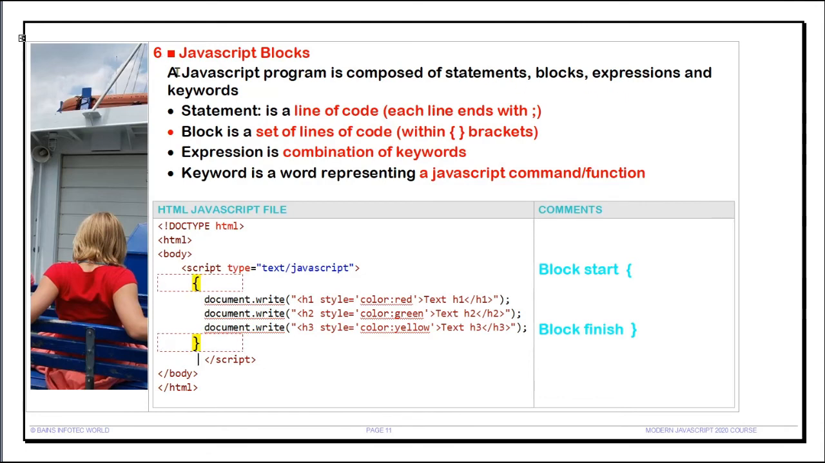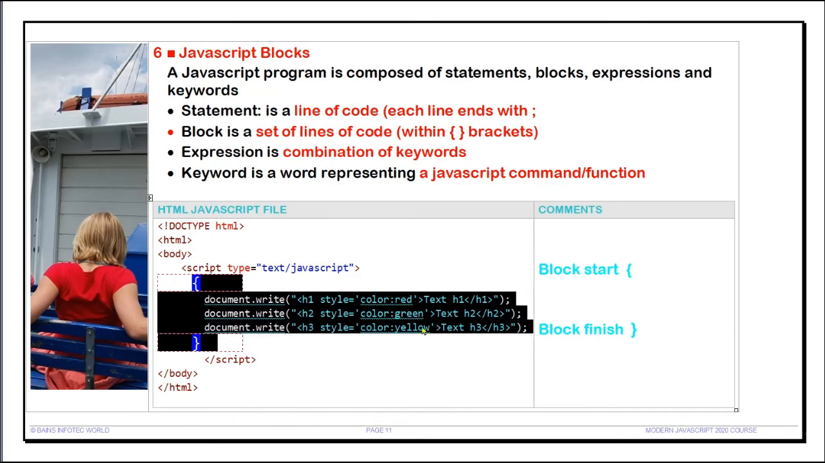A JavaScript program is composed of statements, which is blocks, expressions, and keywords. Now, a statement is a line of code, like here, that ends with a semicolon. For example, we've got this statement down here, document write, and so on, and a semicolon at the end, saying that's the end of the statement. A block is a set of lines of code within curly brackets. So within this script tag, we can define a block of code and say this is a block of code. So we've got opening curly brackets and closing curly brackets, and that defines this statement as a block.